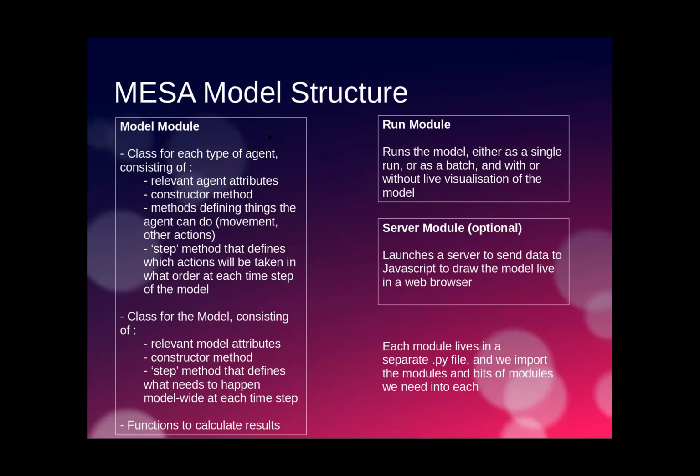So you have one which is for your model, and the model one is the main one. That's going to describe how your model works. So that's where you do the main coding for your model. Then you've got a separate one called the run module, a separate .py file, and that will basically run the model, and it will choose how that model runs. And then you've got an optional server module, which you don't have to have. You could just have these two. But we're going to have a look at this because it's a really nice way.